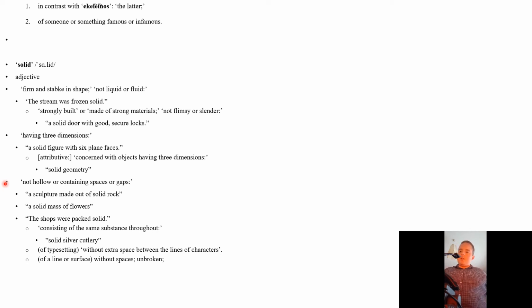Of typesetting, without extra space between the lines of characters. Of a line or surface, without breaks, unbroken: the solid outline encloses the area within which we measured. Of time, uninterrupted, continuous. Post-positive.